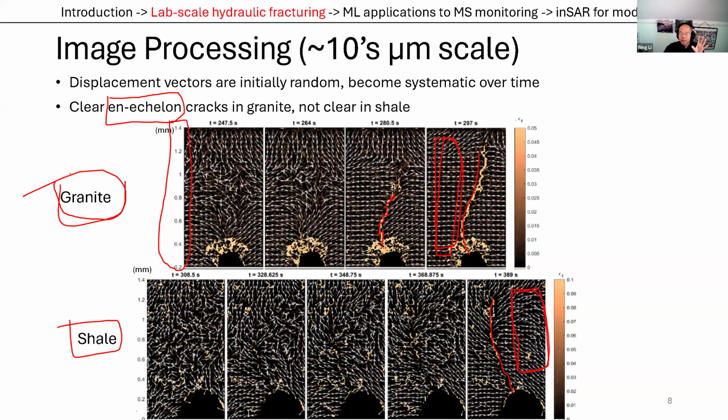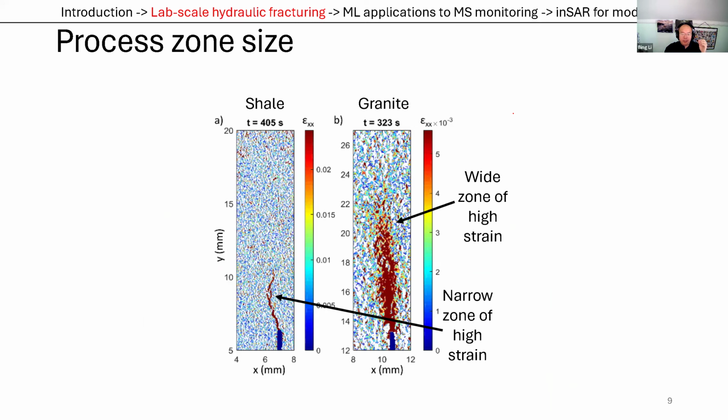Sorry, I forgot to mention that the color in all of these plots is the epsilon1. In this case, we're using mechanics people's convention, so the epsilon1 is the most tensile strain, not the most compressive strain.